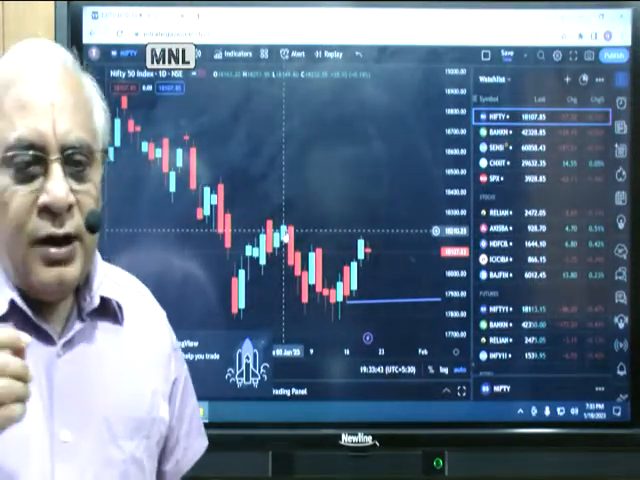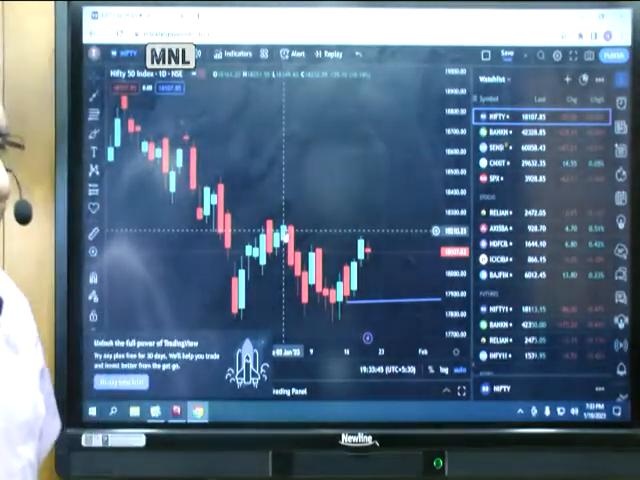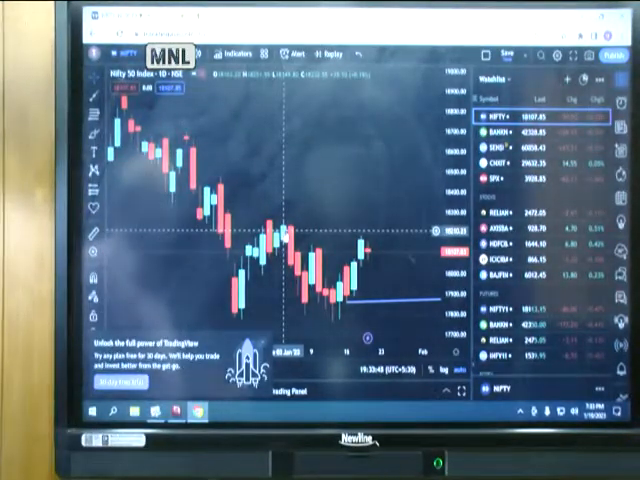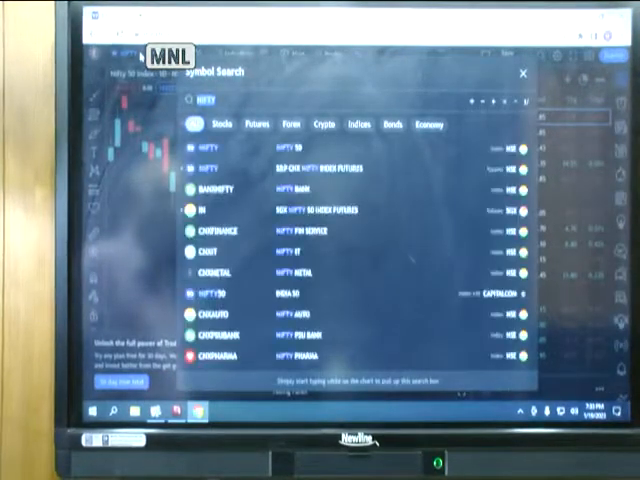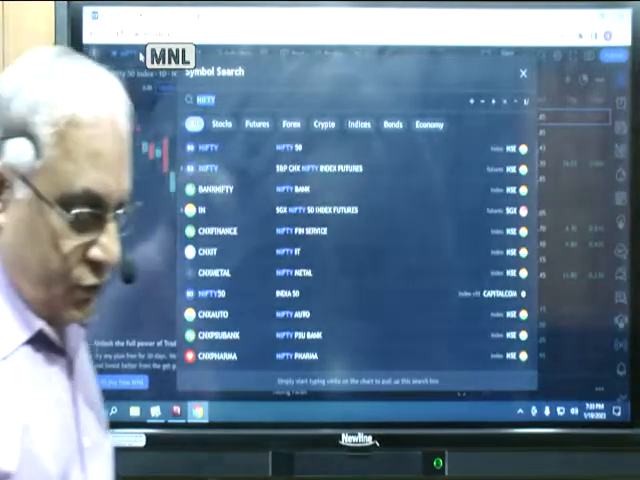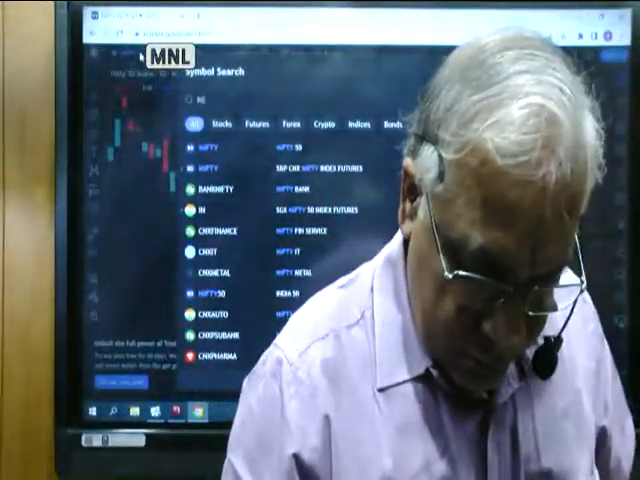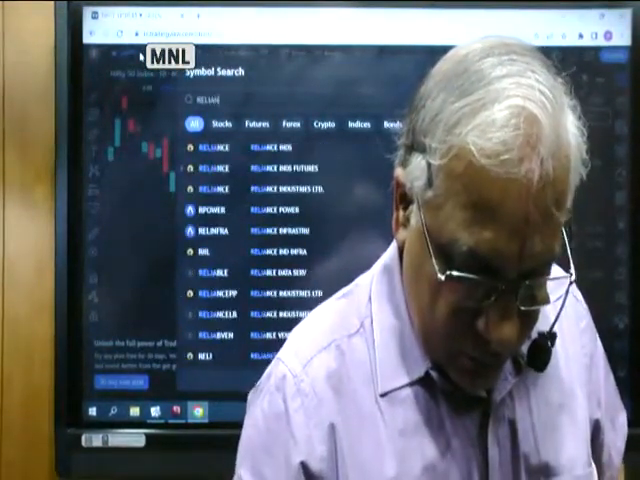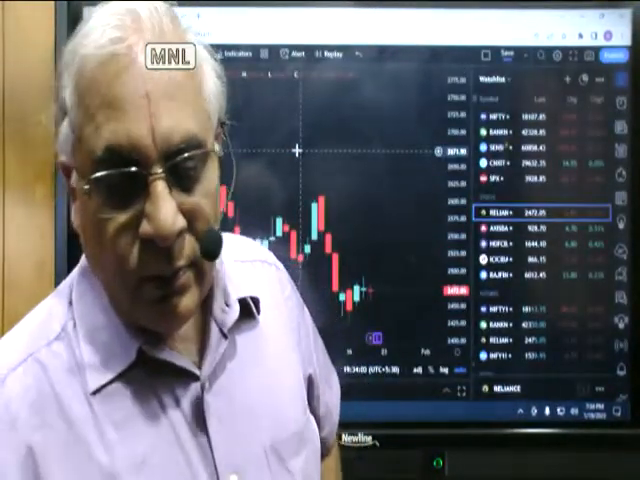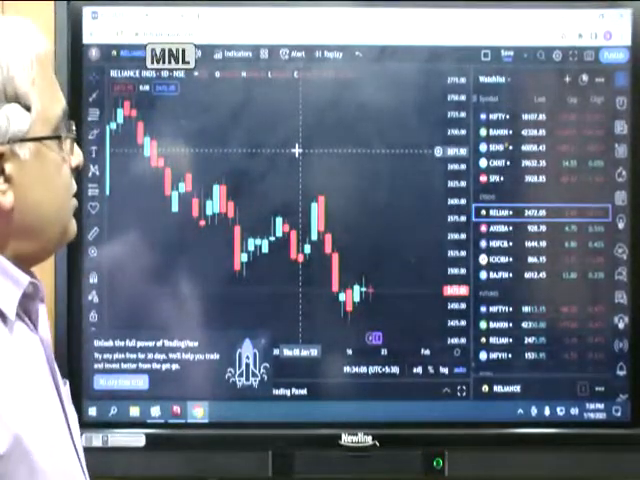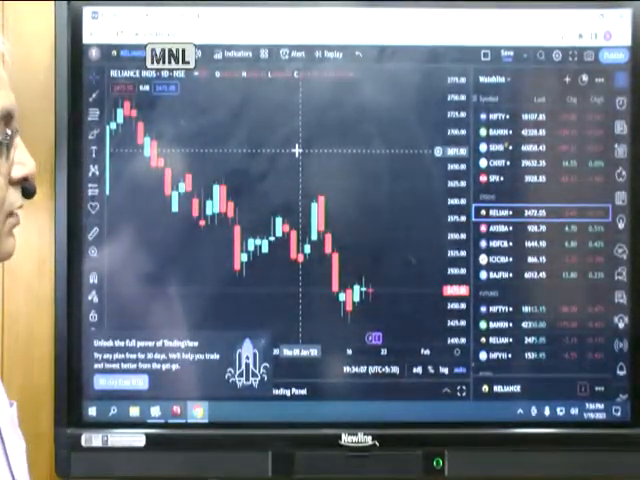Now I have only illustrated as far as Nifty is concerned. We will come to Bank Nifty also, and let us look at some particular stocks which we can do. Let us say today Reliance Industries. Reliance, this is the daily chart.